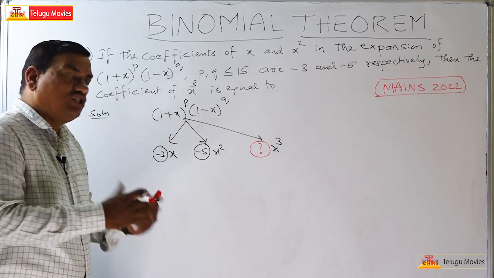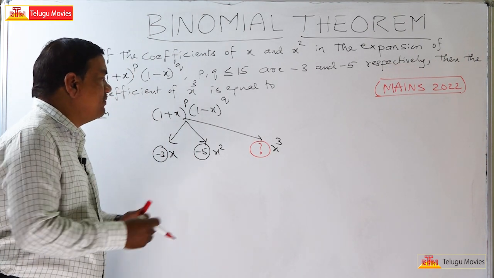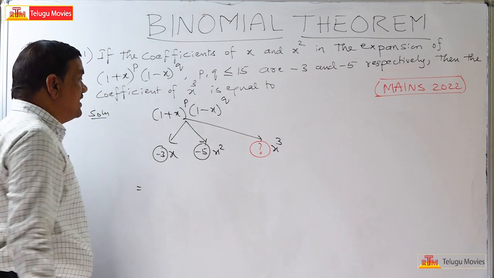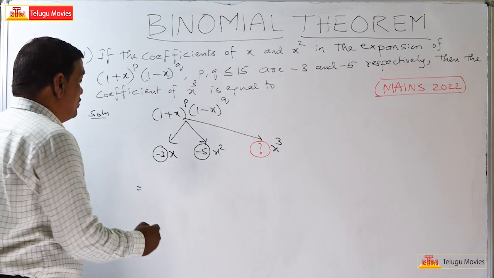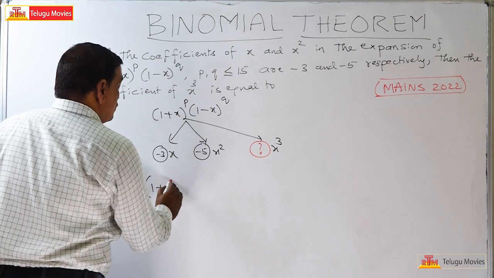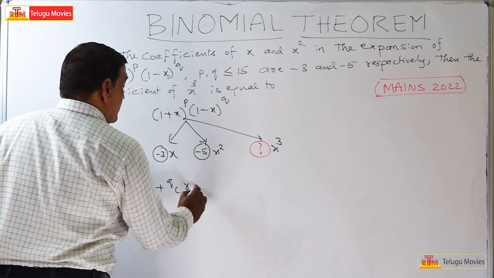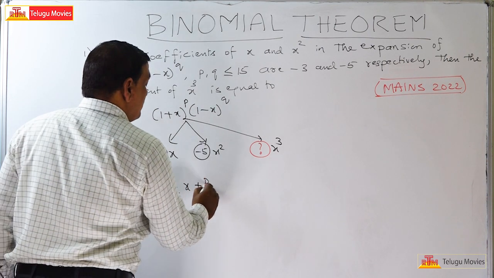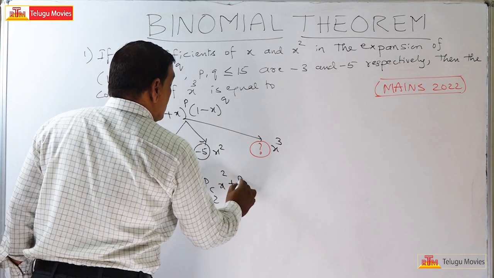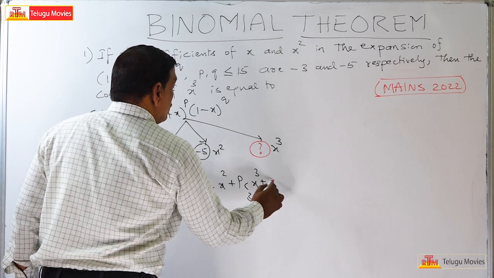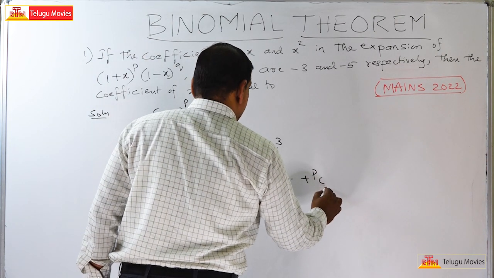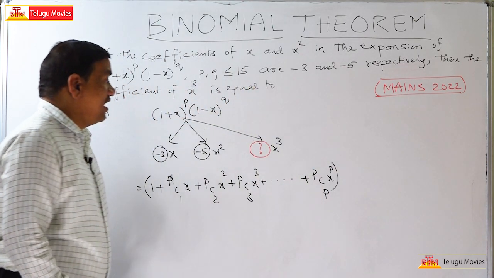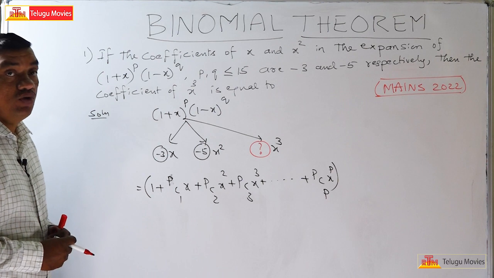First of all, write the expansion of (1 plus x) to the power of p and (1 minus x) to the power of q. What is the expansion of (1 plus x) to the power of p? The first term is obviously 1, plus pC1 into x. Next term is pC2 into x square. Next term is pC3 into x cube. Last term is pCp into x to the power of p. So this is the expansion of (1 plus x) to the power of p.